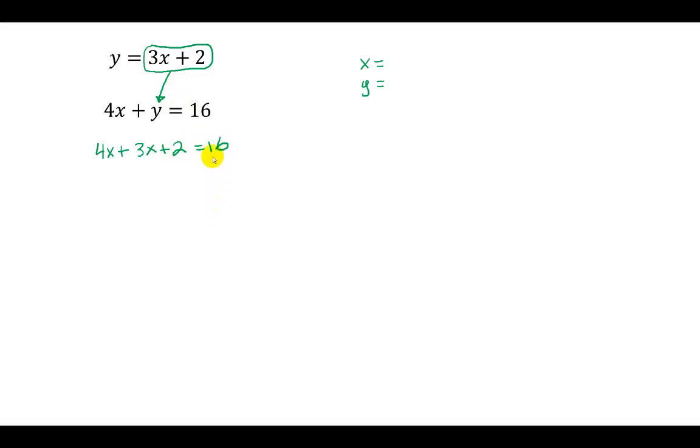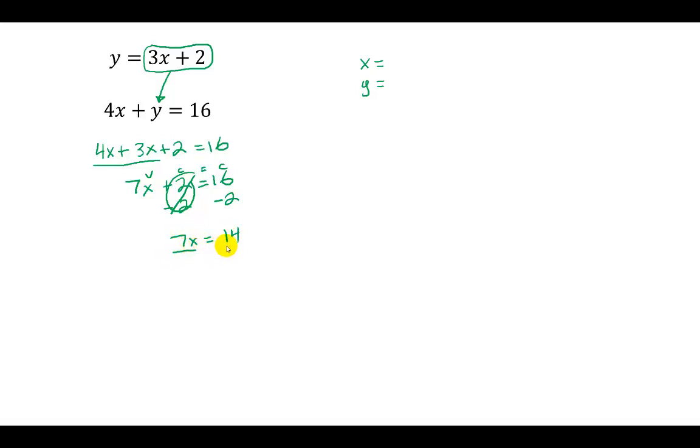I'm now going to solve for x. I only have x variables, so I can find out what x is equal to. So 4x's plus 3 more x's is 7x's. I'm going to bring everything else down. Plus 2 equals 16. I now have a variable constant equals a constant. I'm going to get rid of the extra constant, so I'm going to subtract 2 from both sides, getting my x term alone. 7x equals 14.